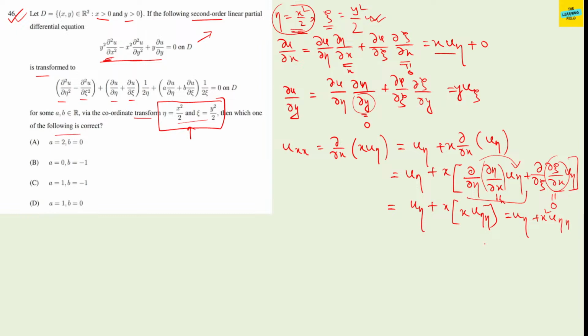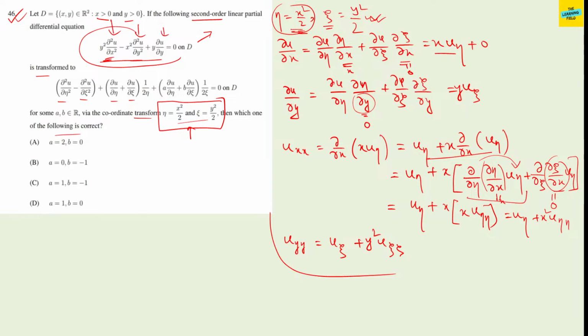Similarly, you can calculate u_yy, which by the same approach is u_η plus y² u_ξξ. You can similarly find it by using this chain rule. Now, what is the value of u_xy? Don't need it, okay, already solved. We need three or four values: this value and this value.